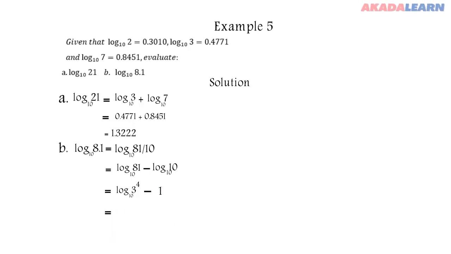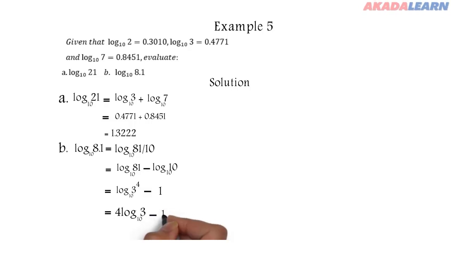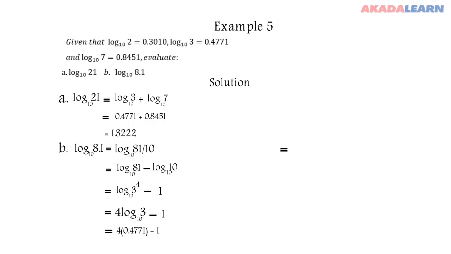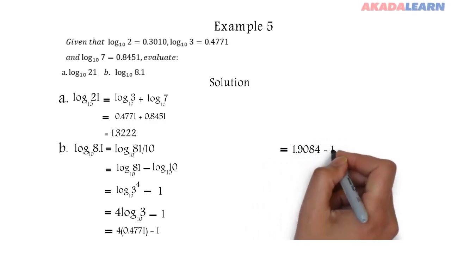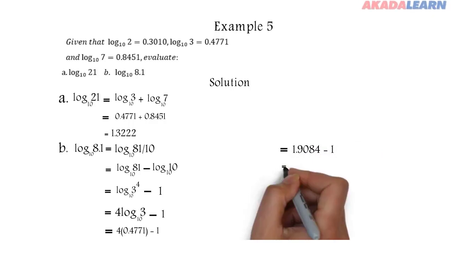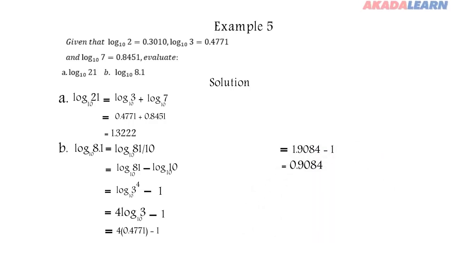So we apply the power law. 4 will now multiply log 3 base 10, then minus 1. Now the value of log 3 base 10 is given to us. So we are just going to multiply it with 4, and we subtract 1 from the answer. So we have 4 times 0.4771 will give us 1.9084. Then we subtract 1, and our answer finally is 0.9084.